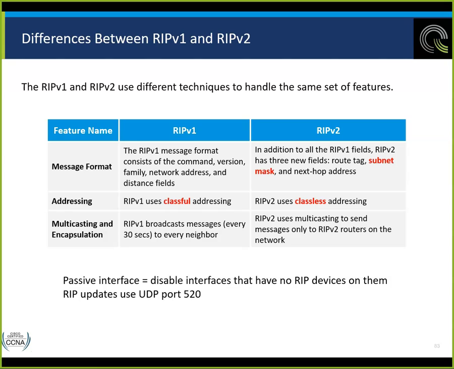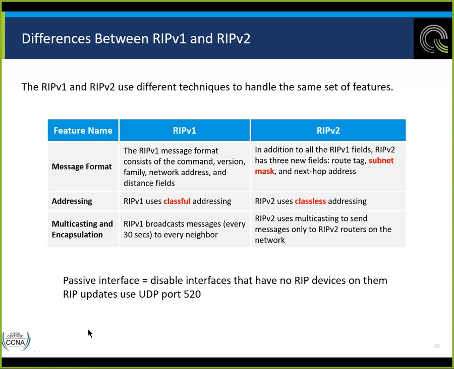RIP v2 uses all of the RIP v1 fields, and it has 3 new fields: a route tag, the subnet mask, and the next hop address. v2 is classless addressing. We can subnet it, because one of the things that's added is the subnet mask, which allows us to do subnetting with it. And it uses multicasting instead of broadcast in order to send the messages. I think when we looked at that multicast list of addresses, RIP v2 was one of those.